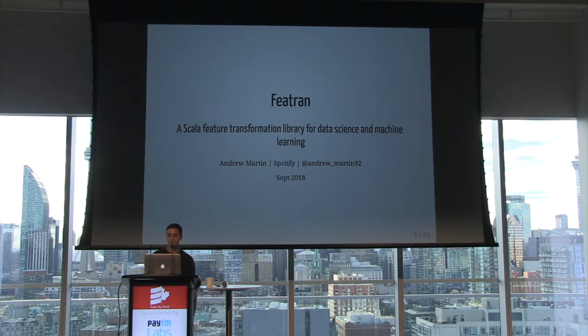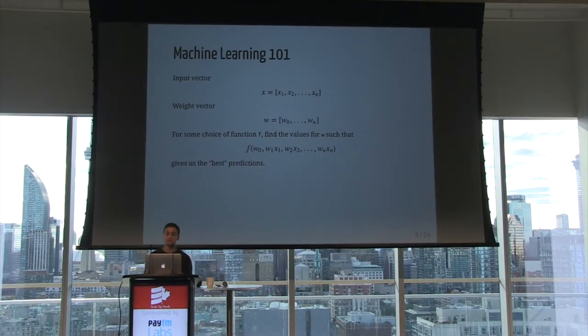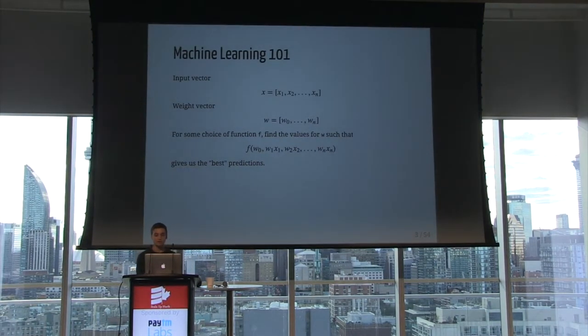Yeah, what am I here to talk about? So the title says I'm going to be talking about something called Featran and some function f and finding values for the weight vector that gives us some vague notion about the best future results. Let's not worry too much about what this all means because that's kind of the other big part of machine learning. And we'd be here all day if we had to really dive deep into that.